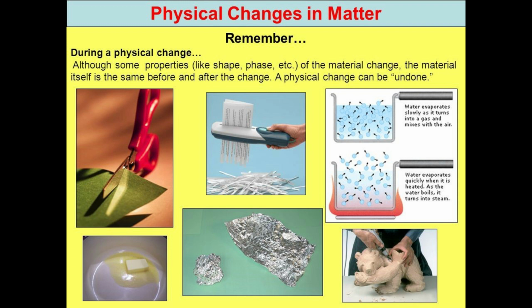Melted butter is another example. When it's hot, it melts, but when you cool it back down, it goes right back to the state it was in before. So it's just changing its shape and its phase. That means the state of matter that it is.